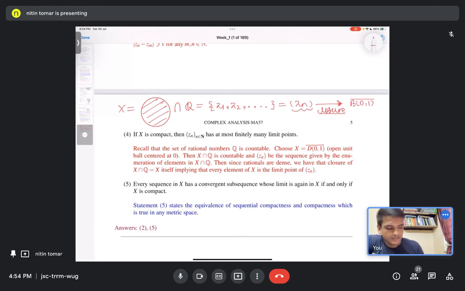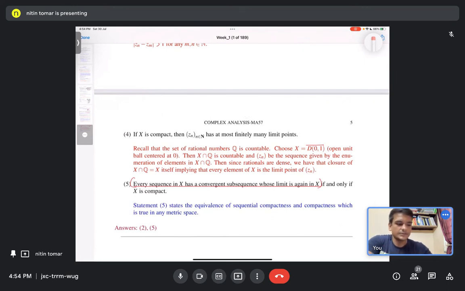And the fifth is again what I told: every sequence in X has a convergent subsequence whose limit is again in X if and only if X is compact. The first part before the if and only if is called sequential compactness, and in a metric space sequential compactness is the same as compactness. So this option is true. With this we finish assignment number 1, and if you have any doubt please tell me.